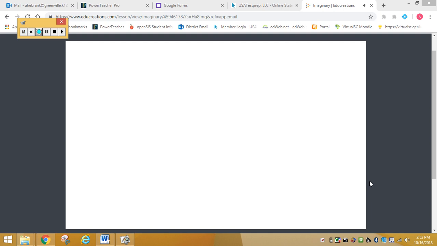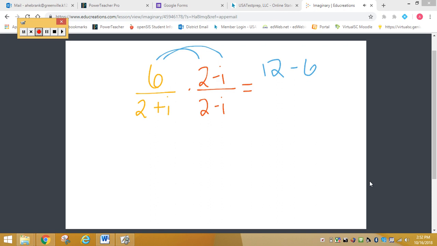So let's do this problem. Let's do 6 over 2 plus i. You want to multiply by the conjugate, which just means the opposite. So I'm going to multiply by 2 minus i over 2 minus i. So on top, I'm going to do 6 times 2 and get 12. I'm going to do 6 times i and get 6i. On bottom, I'm going to do 2 times 2 and get 4.